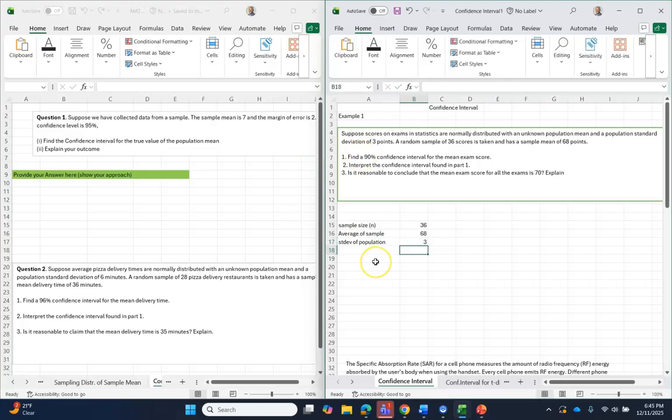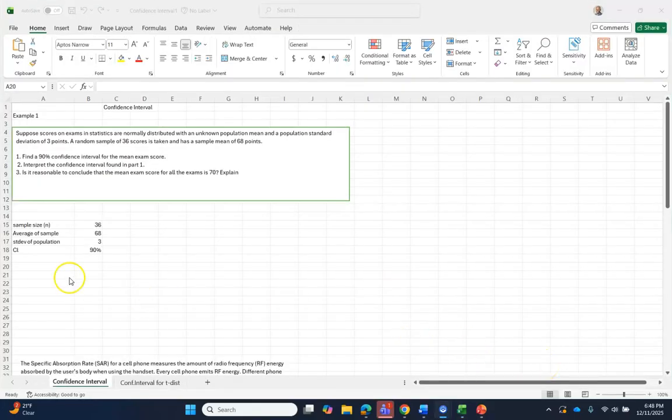Now we are given 90% as our confidence level. We need to find the interval for the average of the unknown population, to see where it can be, given our point estimate, which is 68 points. So how do we find the limits? Given this information, we can actually find the confidence interval.